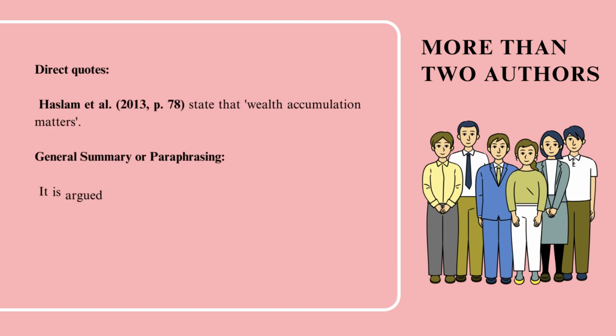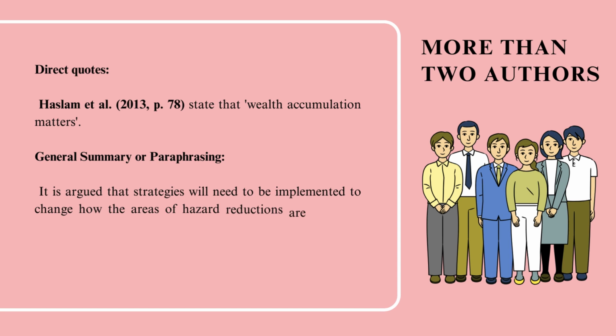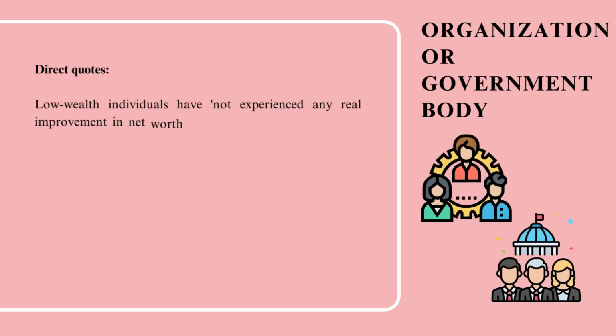Now, the case where more than two authors are there. In this case, we will always take the first author's last name followed by et al. In direct quote, the author's last name will be written at the beginning of sentence followed by et al, year, page number in brackets. In paraphrasing, it will be at the end of sentence with author's last name followed by et al, year. Note that et al is short for a Latin phrase which means, and others. If you have integrated the first author's name into your sentence, you should still use a plural reporting verb after et al.